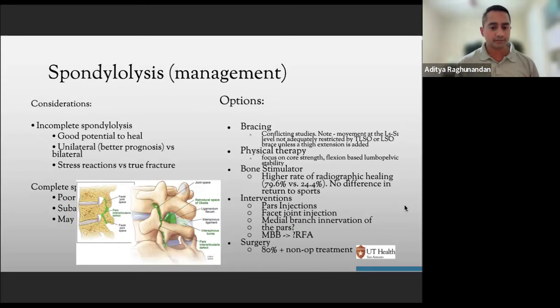And then finally, as far as surgical treatments, I'm not going to get into that just because it's not my area. But a good prognostic talk that you can have with a lot of these athletes is that the majority of these get better with non-operative treatment. Some of these studies say 80%, some say 90%. That is a nice data point to give your athletes as well.